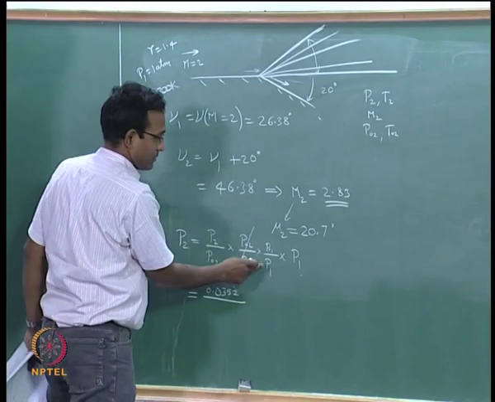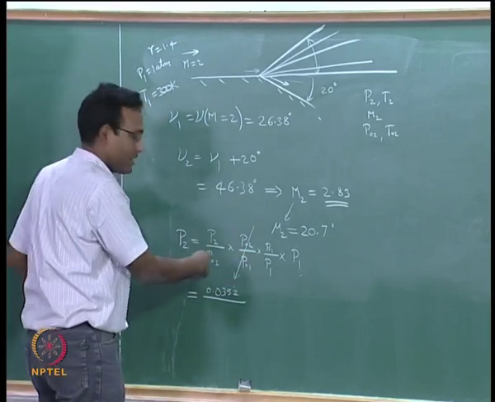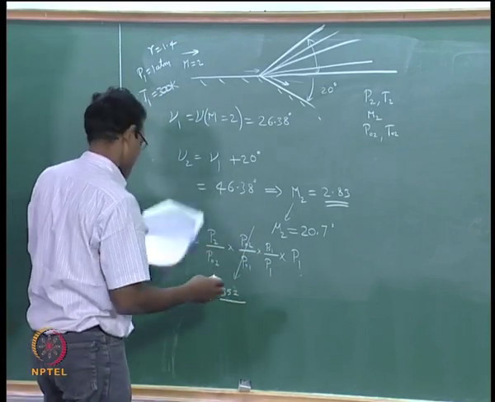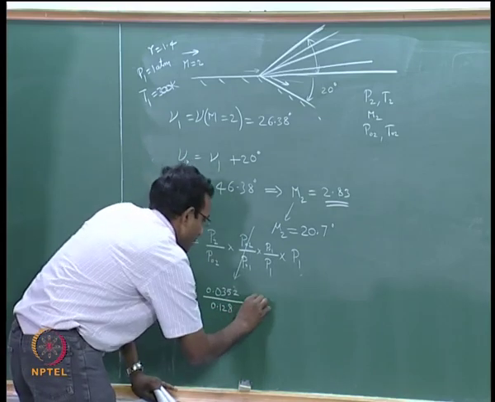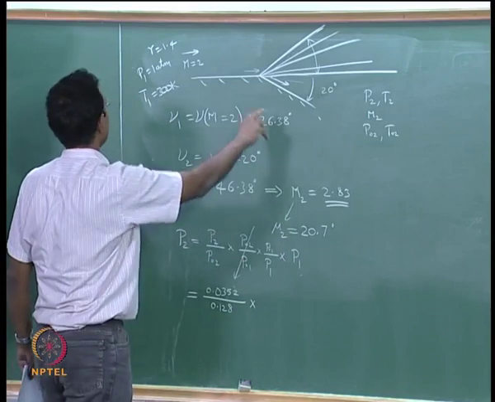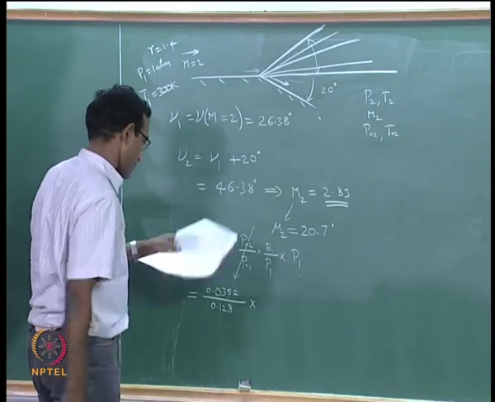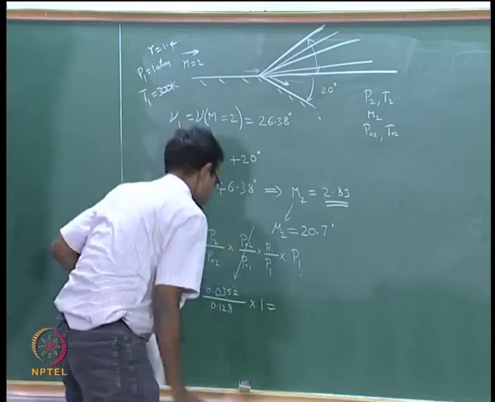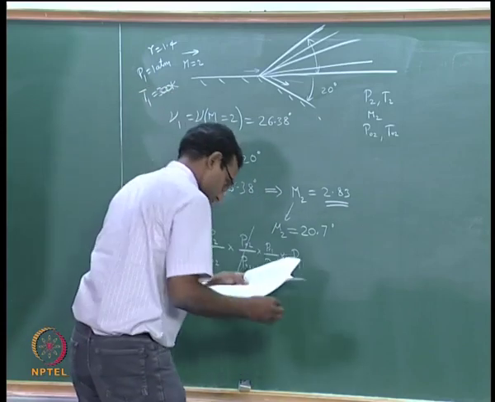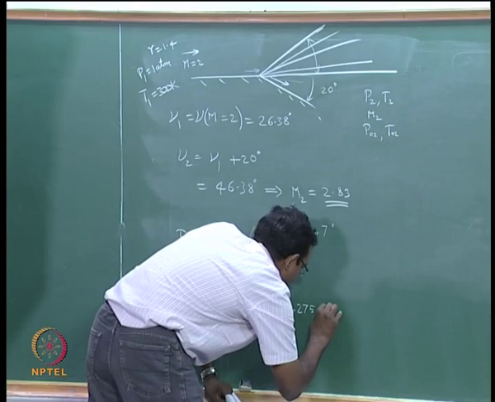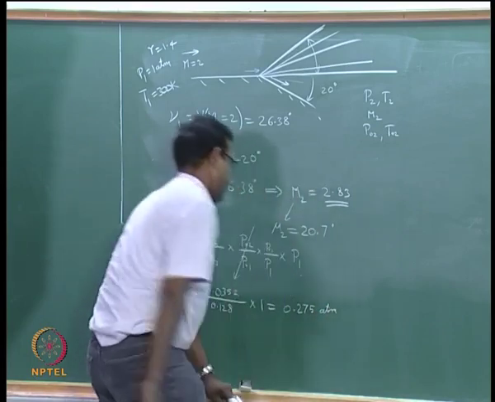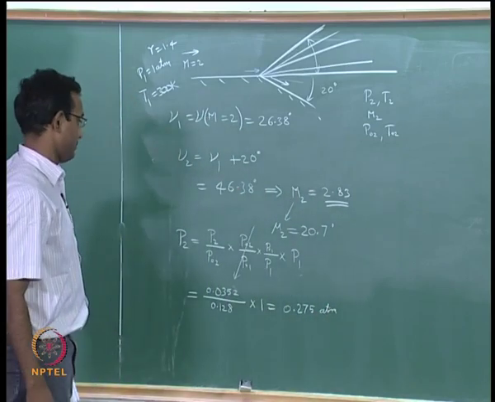Divided by, my tables have P by P naught, so I will divide by the value for M1, that is 0.128, multiplied by pressure P1, which for us is 1 atmosphere, so I will just multiply by 1. The final answer is 0.275 atmospheres. This is what I have.